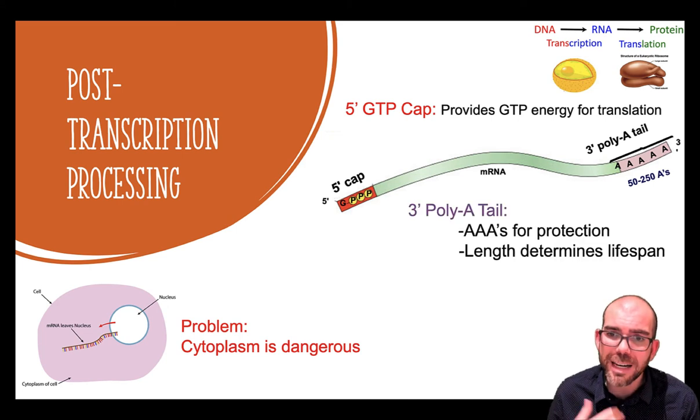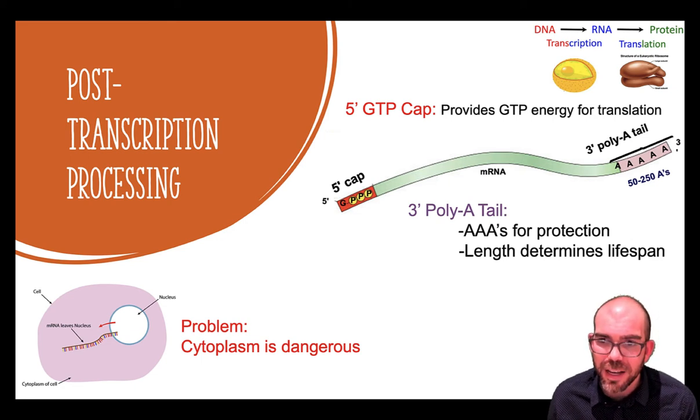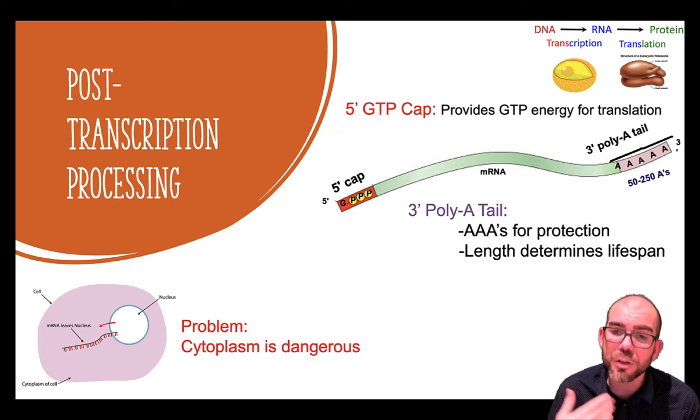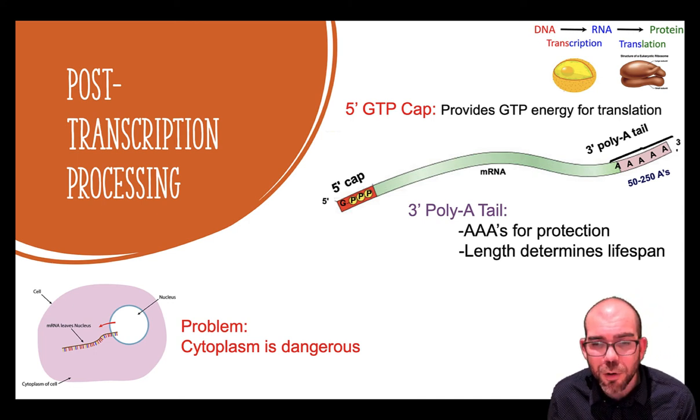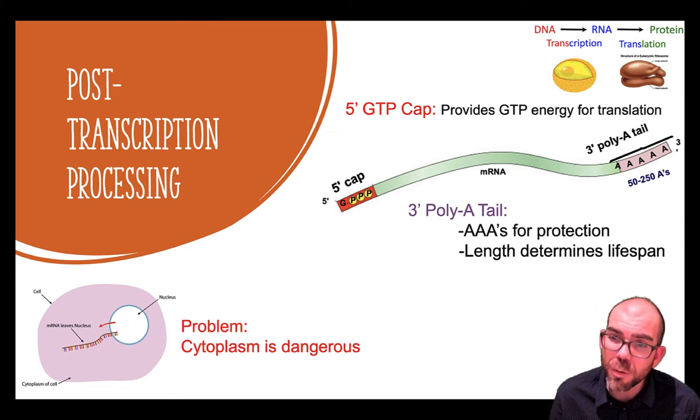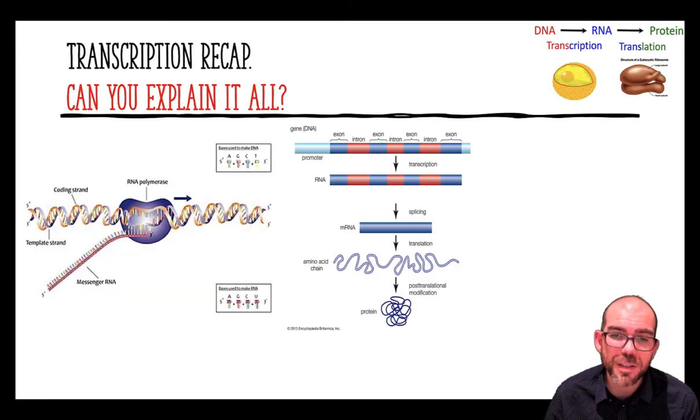On the other end, we add something called the poly-A tail. The poly-A tail is just an extension of adenines. This is there for protection, and it also determines the lifespan of the mRNA. Add only a couple A's, that mRNA is going to disintegrate rather rapidly. But add quite a few A's, and that mRNA can be read again and again to make more and more proteins. And that's the process of transcription.